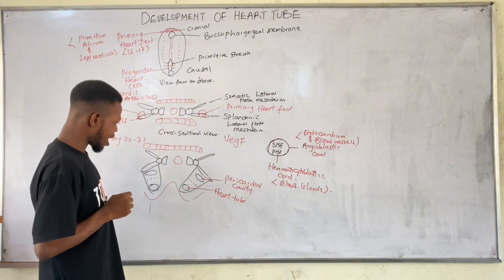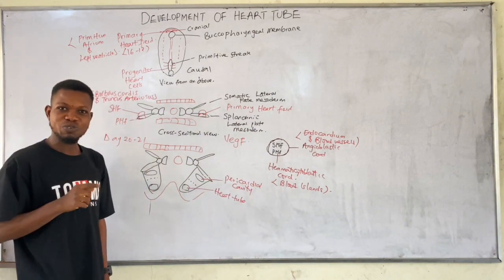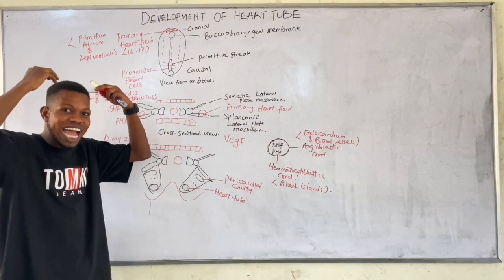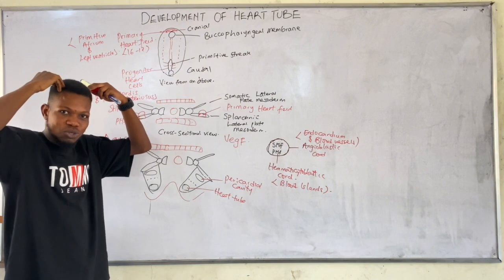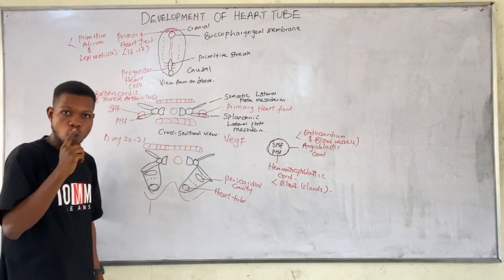Now, that is all about that. Now, I want you to know that there are two heart tubes that are developing, which I've said earlier. And they are located around the what? Head region and the cranial part of the what? Embryo. Do you get? So, how can we make these two heart tubes become one?